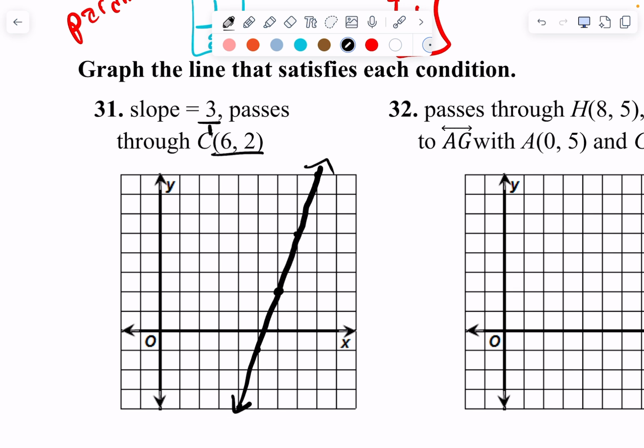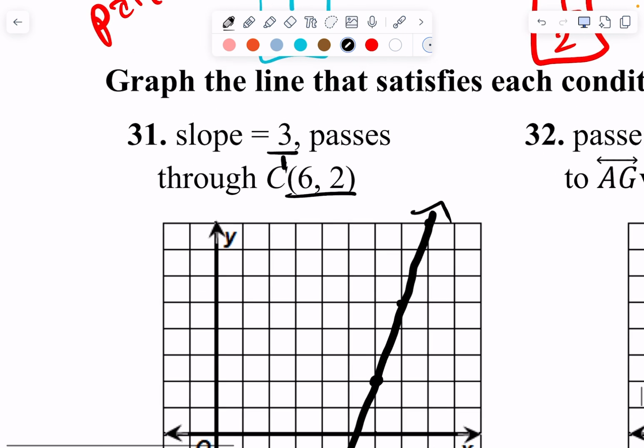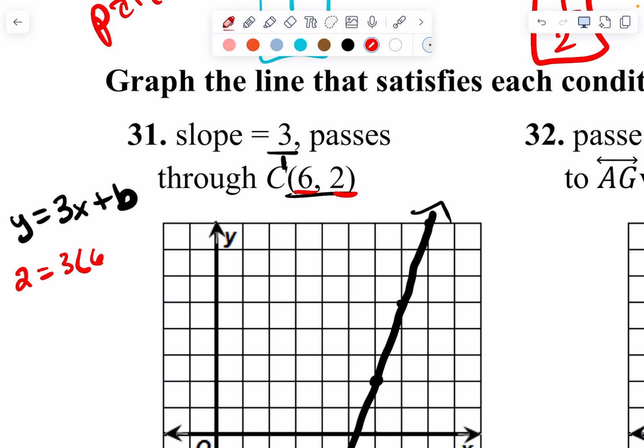Okay, really quick. What if I say write the equation of that line? How do you do that? Y equals mx plus b. We know that the m is 3, so 3x plus b, right? Okay? And then I'm going to plug in (6, 2), right? 2 equals 3 times 6 plus b. 3 times 6 is 18, and then subtract 18, b is negative 16, exactly.